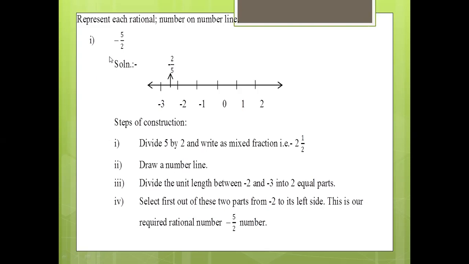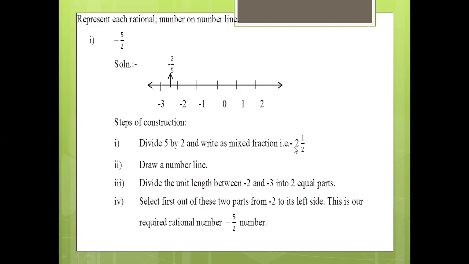Again, I'm going to repeat it. How can you represent minus 5 by 2? You look at the fraction. If it is an improper fraction, meaning the numerator is greater than the denominator, then you change it into a mixed fraction or proper fraction. So minus 5 divided by 2, you get minus 2 1 over 2. So it shows that the number representation is between minus 2.